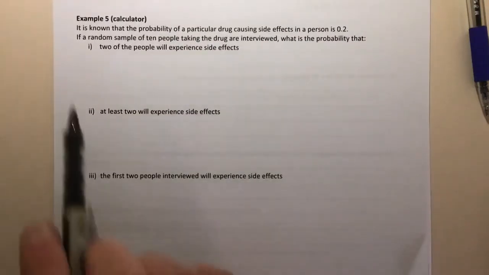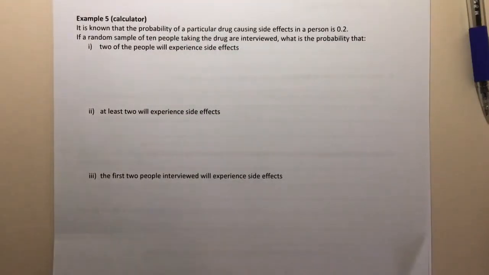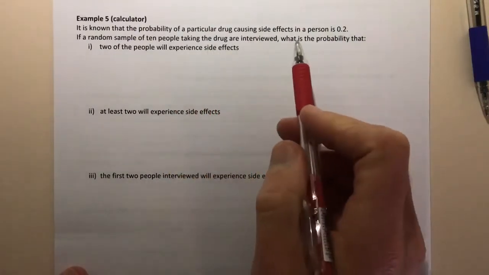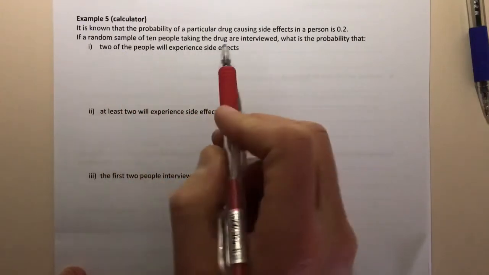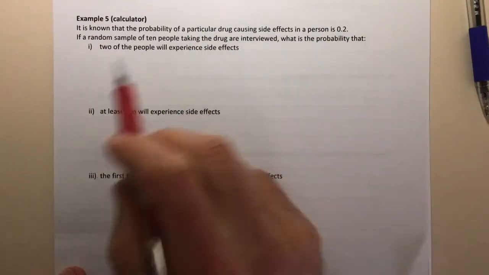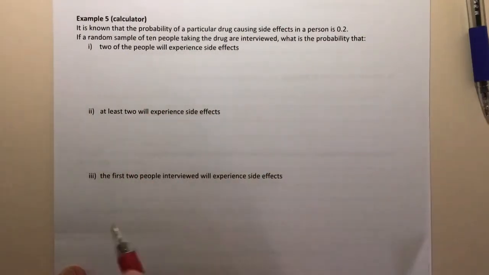It's another binomial question, but this time we can practice using our calculator. So this question says, it is known that the probability of a particular drug causing side effects in a person is 0.2. If a random sample of 10 people taking the drug are interviewed, what is the probability that 2 of the people will experience side effects, or at least 2, and so on?